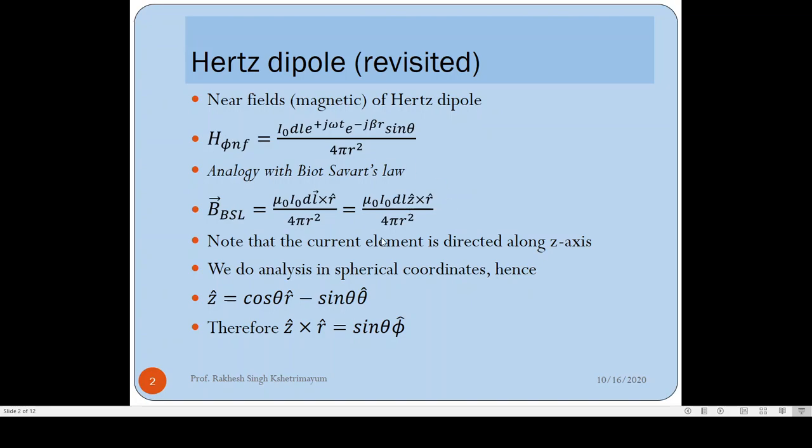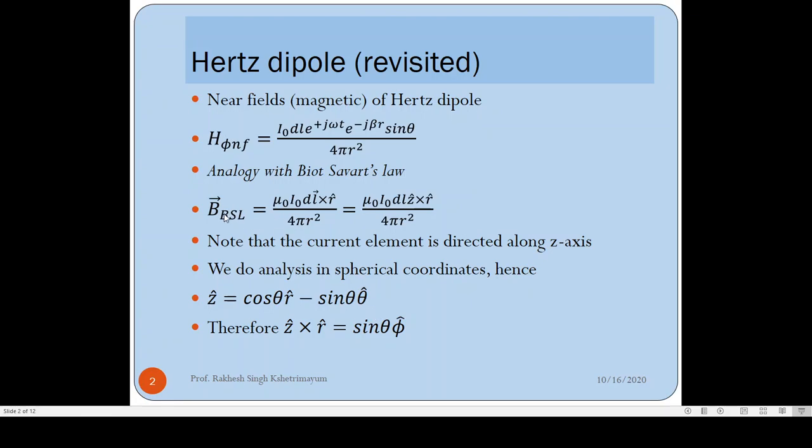And we know that we want to analyze the magnetic field and electric field for the antennas in spherical coordinates. So in that case, I don't want any Cartesian coordinate unit vectors here, so I'll replace this Cartesian unit vector z hat, and we have already done this when we analyzed the Hertz dipole. Z hat can be expressed as cosine theta r hat minus sine theta theta hat. So z hat will have two components, one along the radial direction, one along the theta direction. So when I do the cross product of the unit vector along the z-axis and the radial direction, I will simply get sine theta phi hat.